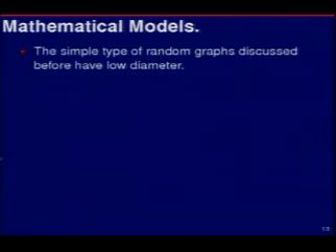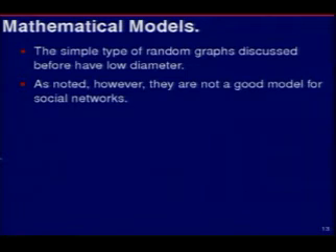Okay, so I wanted to note that, as I said before, I didn't show it to you, but I will, the simple types of graphs that we were talking about before, these GMP, where we just take every edge and flip it on or off, they have a low diameter. As long as there is a path between the 2 points, it tends to be short. But we noted that they are not a good model for social networks for any number of reasons: the degree distribution, the triangles, stuff like that.